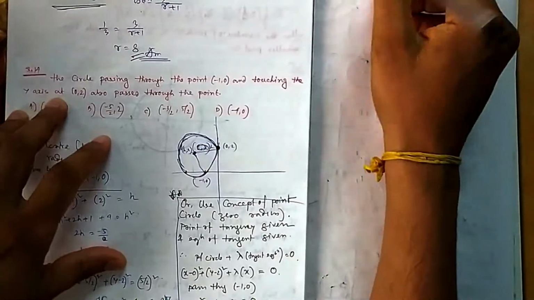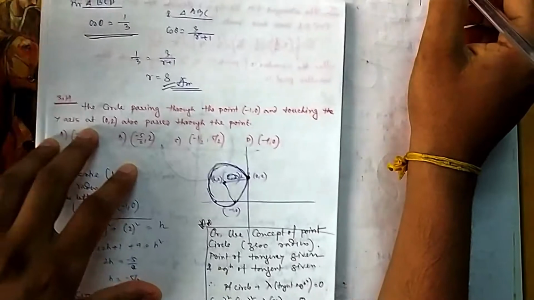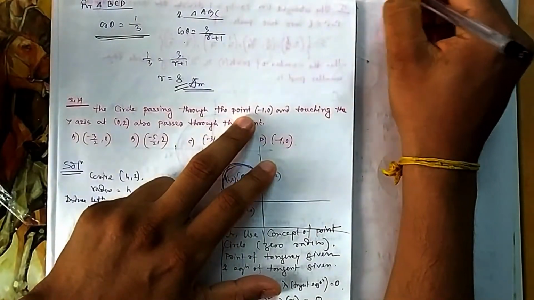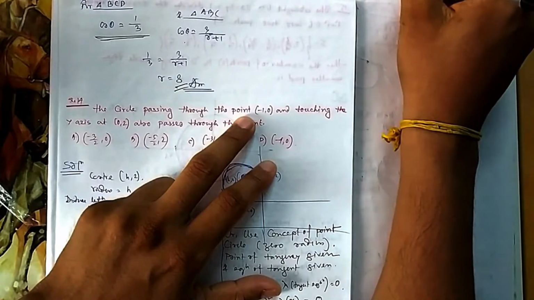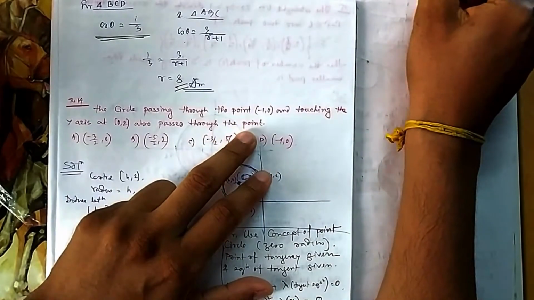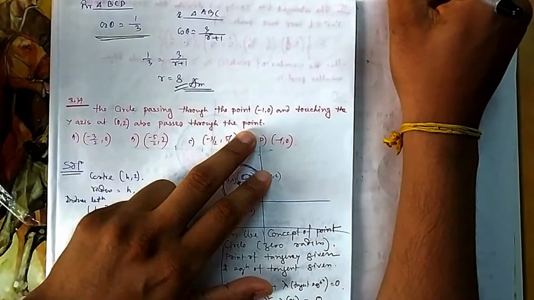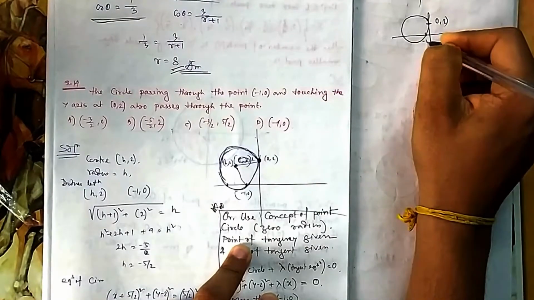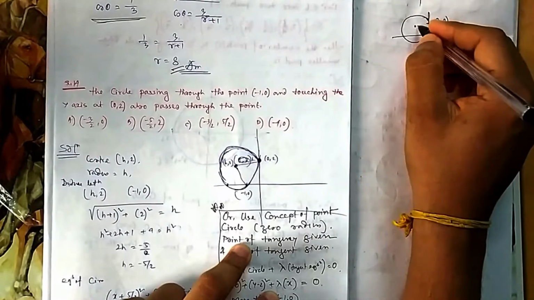This question we have solved in so many ways, touching x-axis, touching y-axis, because it is passing through -1, 0. So let me draw it in the second quadrant. It is touching the y-axis at 0, 2. If it touches there and is passing through this point, I will mark this point. This point is 0, 2 and this is -1, 0. So what will be your center?